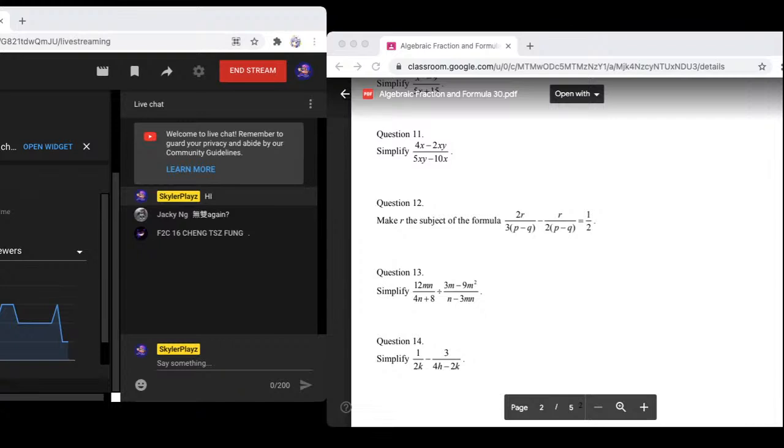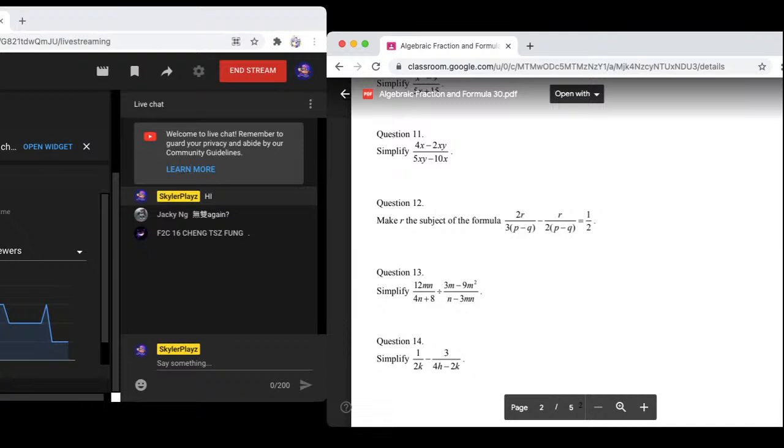Question 31, 4x minus 2xy, 5xy minus 10x, and then we do factorization. 2x on the top and then 2x minus y. Bottom, negative 5x and then also 2x minus y. Cancel out x and 2x minus y, and finally negative 2 over 5. That's our answer.